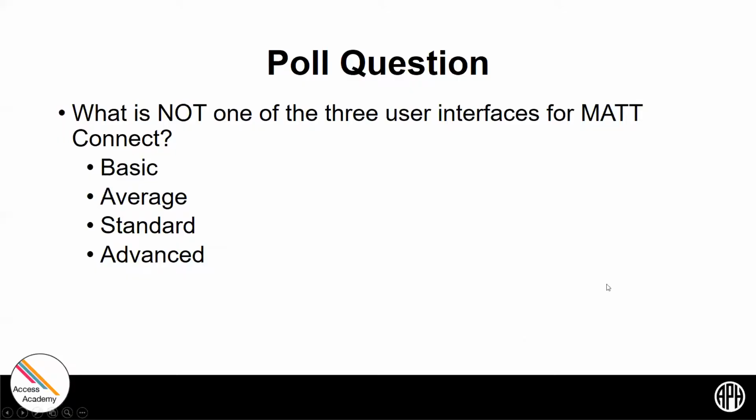Okay. All right. Let's go ahead, Betsy Ann, and put up our first poll question for today. We want to know which is not one of the three user interfaces for Mac Connect. So you only pick one. Which is not one? Basic, average, standard, or advanced? This would be a good time to ask some questions if you have them, as we go through this and answer that poll question.